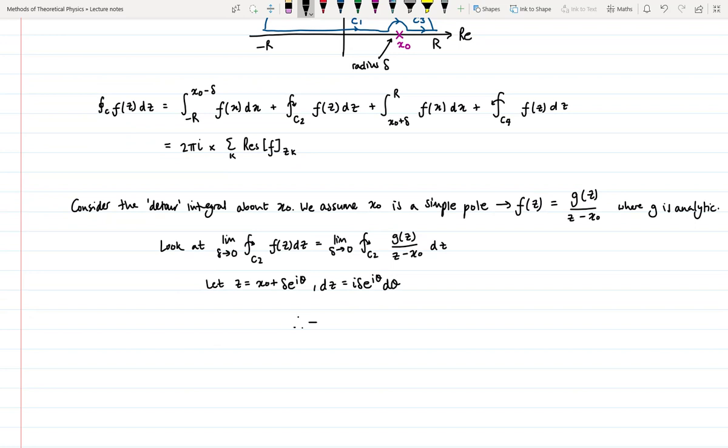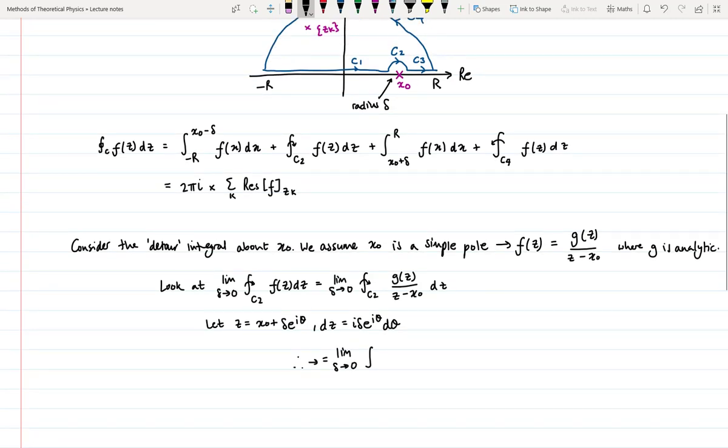What does this do to our expression above? This now gives us the limit as delta tends to 0, and theta is now our integration variable. And if you look at the picture at the top, the contour C2 has an angle starting at pi and ending at 0. So our integration limits are from pi to 0 of g of z, which is g of x naught plus delta e to the i theta, divided by z minus x naught, that's delta e to the i theta, and then times the differential.